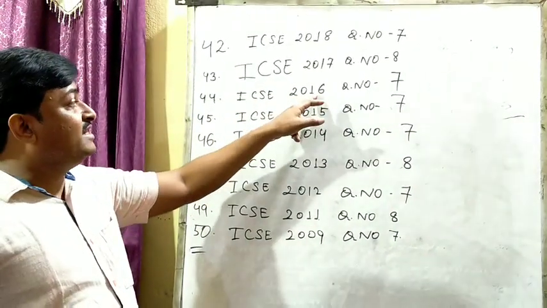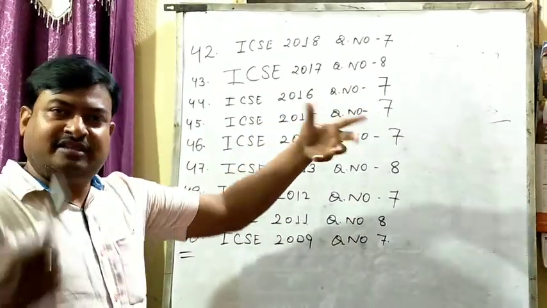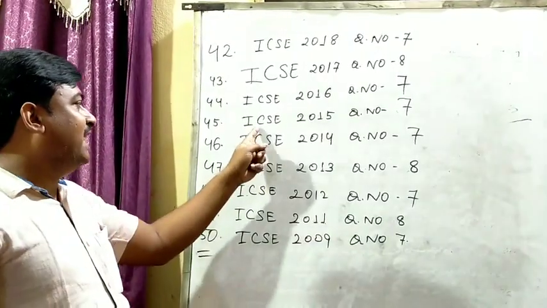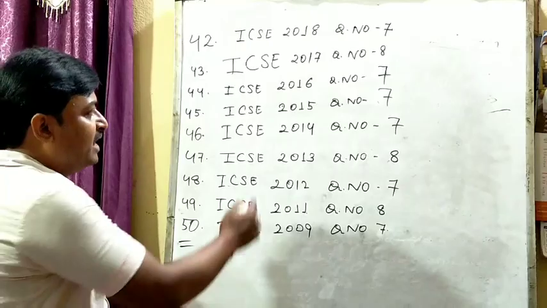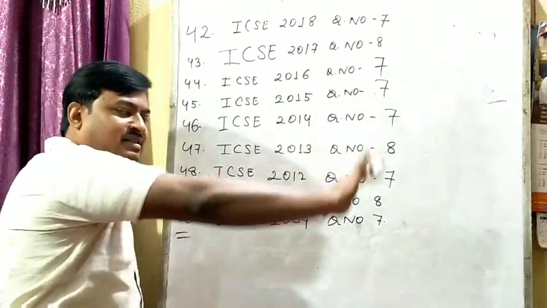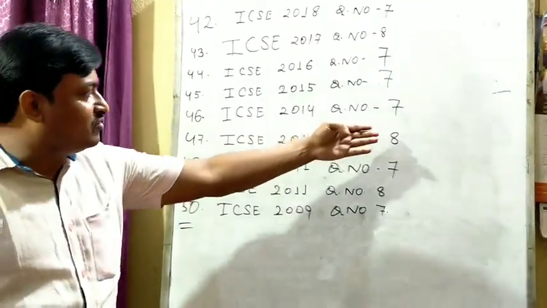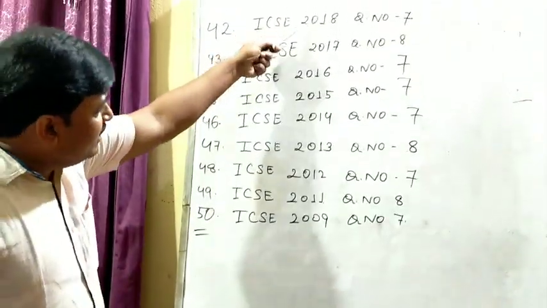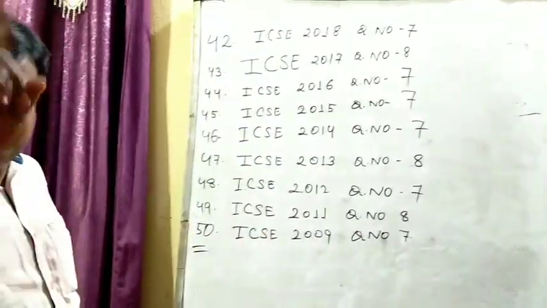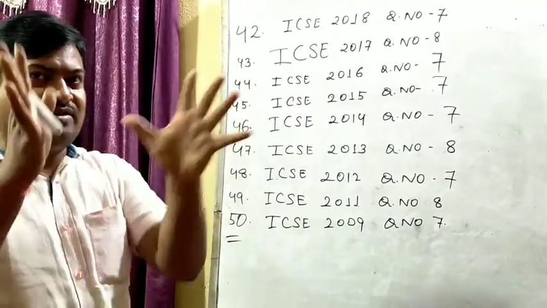In ICSE 2016, question number 7 is from function overloading. ICSE 2015, question number 7 is from function overloading. ICSE 2014, question number 7. ICSE 2013, question number 8. ICSE 2012. Students, see, almost every year, one question is from function overloading and it is very easy to solve.